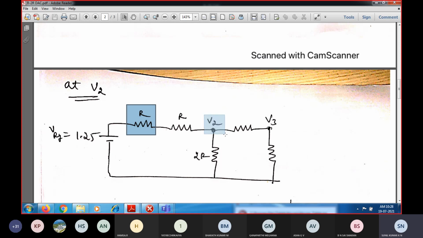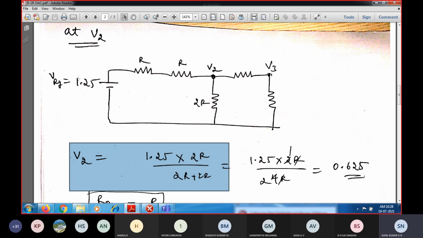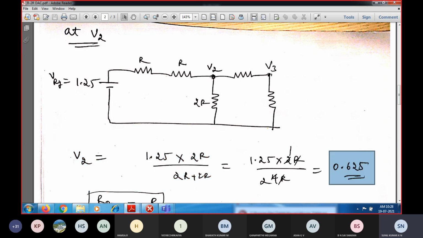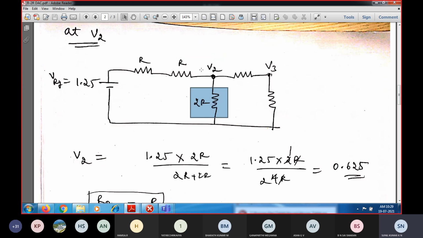In order to find out the voltage at node V2, the reference voltage will be equal to 1.25. Here we'll be having this resistance. In this loop, to find out the voltage drop at V2, V2 will be equal to 1.25, the reference voltage, into 2R divided by 4R. So we'll be getting 0.625 volts. Again the Thevenin equivalent resistance is R plus 2R parallel with 2R, so in this configuration also we'll be having R. So this will be R again, this will be 2R again.